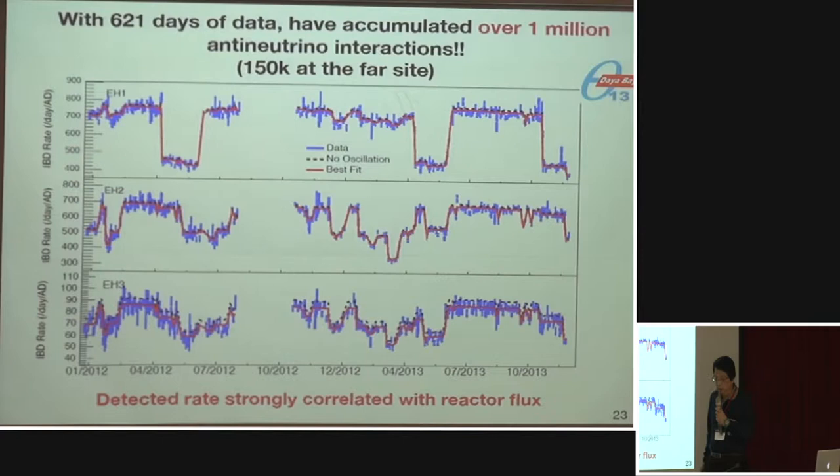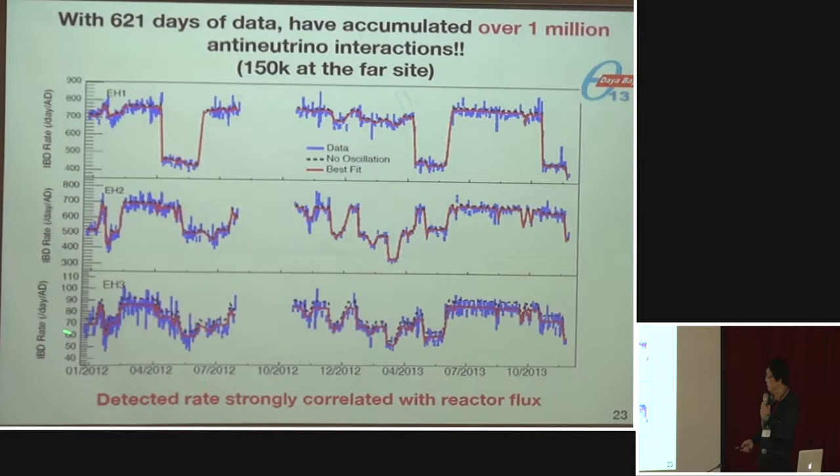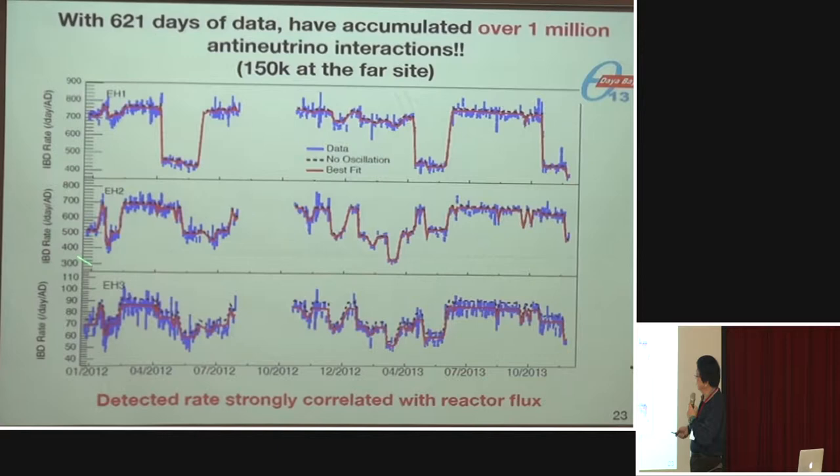Since the end of 2011, we actually collect data most of the time, except when we installed the other two. It's a bridge here, and you can see these are the IWS rates. This is per day per AD, and this is the two near halls and one far hall. For example, this is about 700 or 800 events per day for the near hall, and the far hall is only about 90.